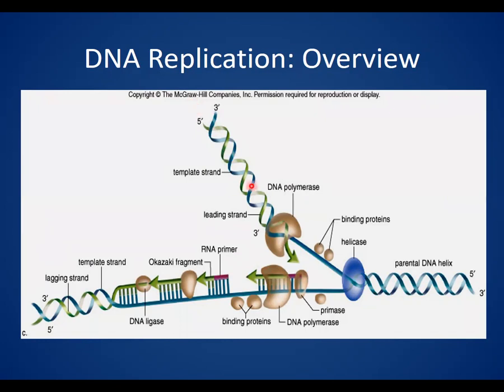So while the leading strand is replicated in one continuous go along the entirety of the DNA molecule, the lagging strand is replicated in little blips, little bursts, little fragments that are eventually stitched together.